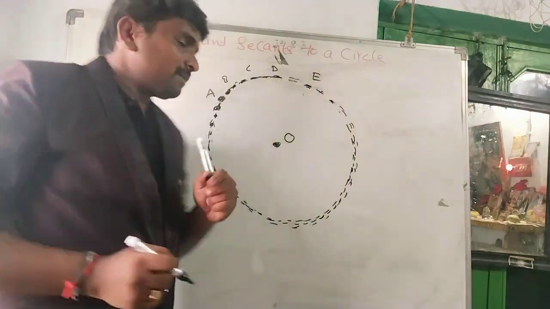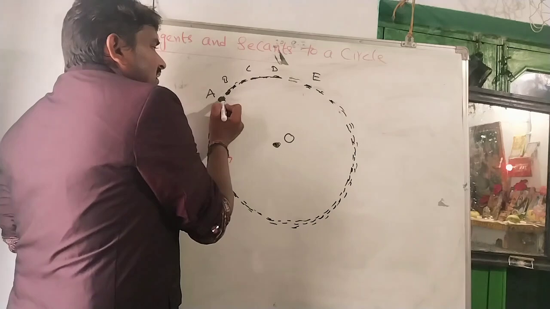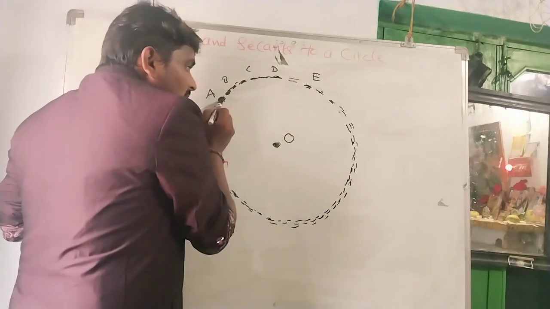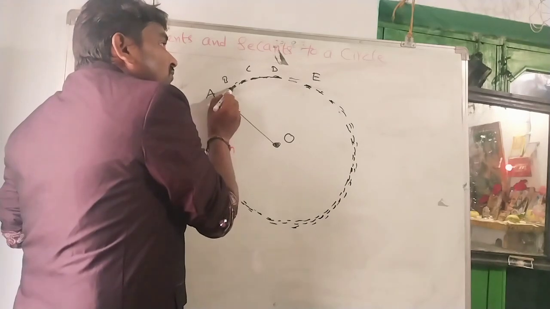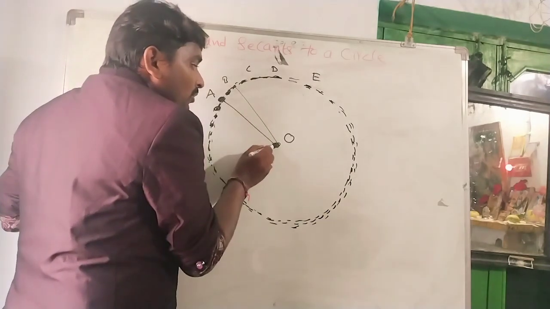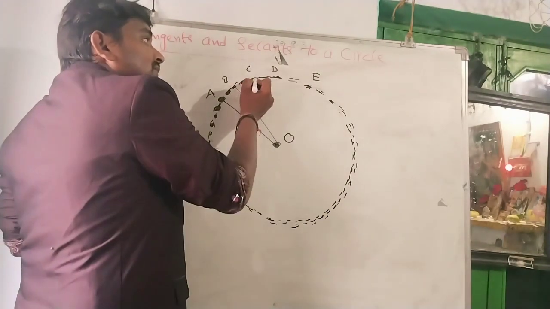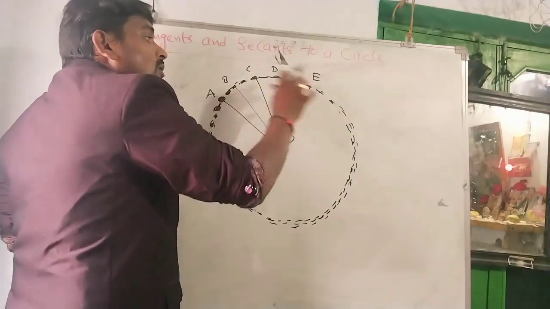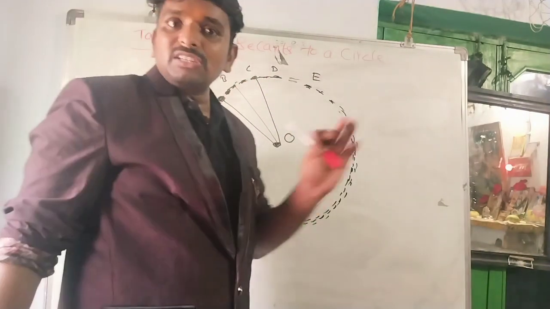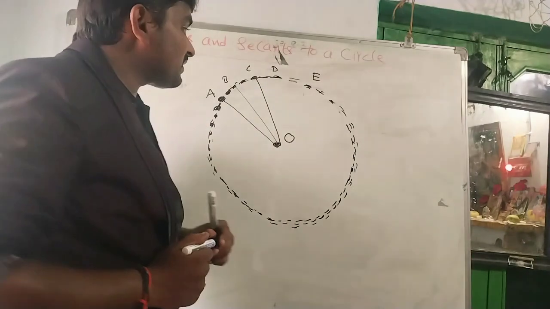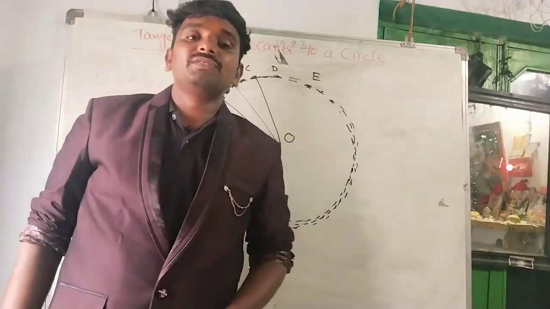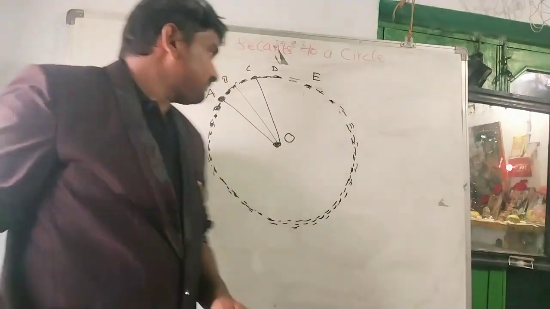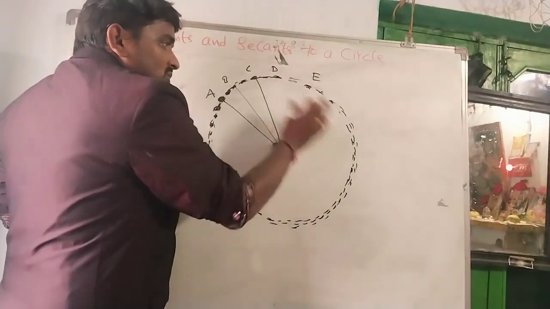Did you get my point or not? If you find the distance from point A to point O, and the distance from B to the fixed point O, and the distance from point C to the fixed point O, all distances will be equal. So this is the definition of circle. A collection of points which are equidistant from one fixed point is called a circle.